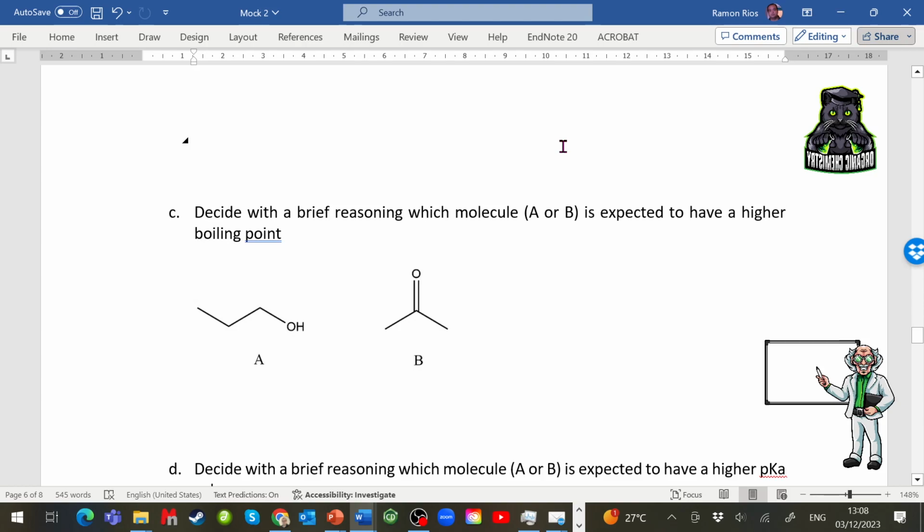Okay, C. Decide with a brief reasoning which molecule, A or B, is expected to have a higher boiling point. We have van der Waals forces in here, dipolar forces, and hydrogen bonding, while here we only have van der Waals or dispersion forces and dipole forces. That means the hydrogen bonding will make this compound have a higher boiling point and higher melting point.